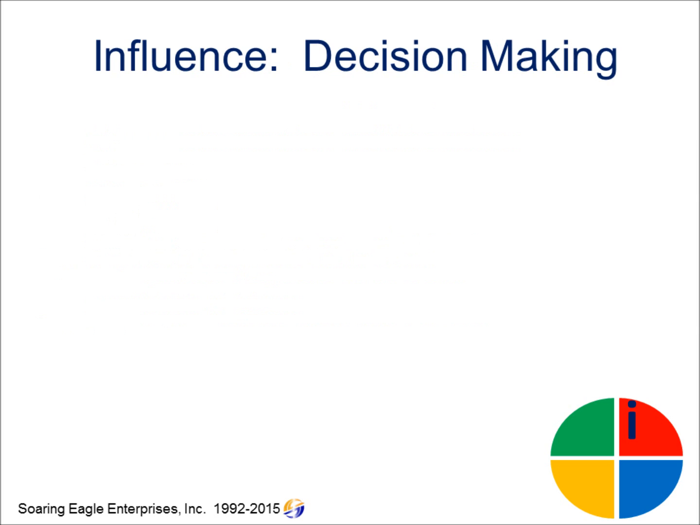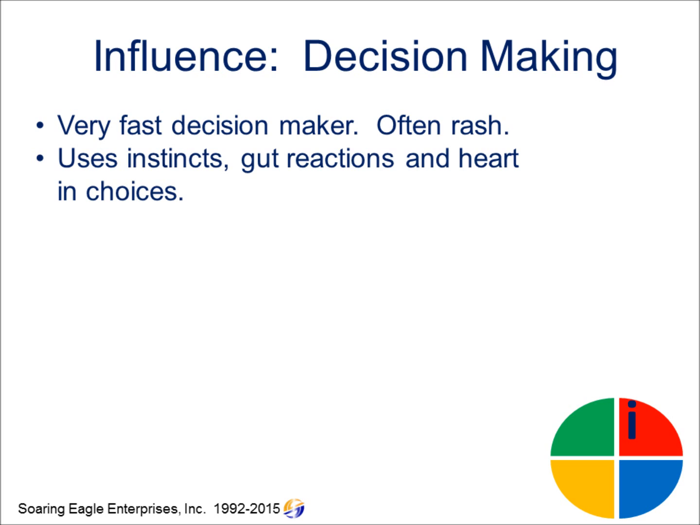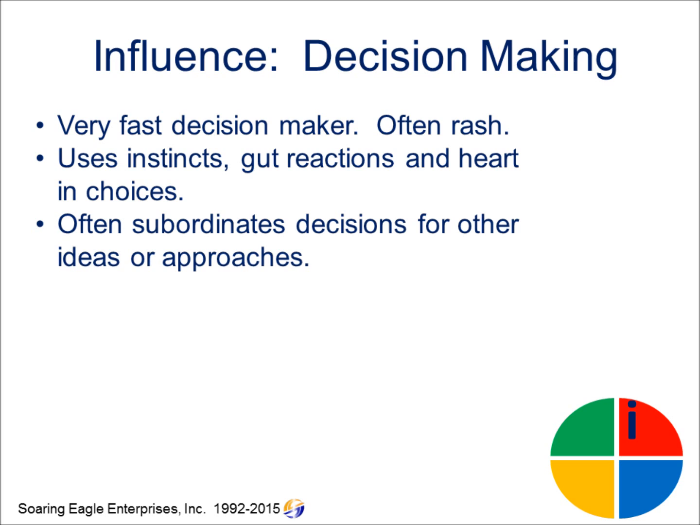In decision making, like D's, I's are very fast decision makers, and oftentimes that can be labeled as being rash. They use instincts, gut reactions, and heart in choices. They're very much an emotional decision maker. And they often subordinate decisions for other ideas or other approaches. That's the collaboration that we talked about just a minute ago.